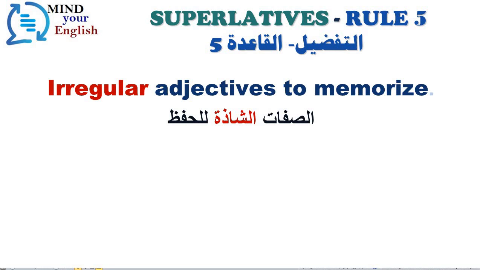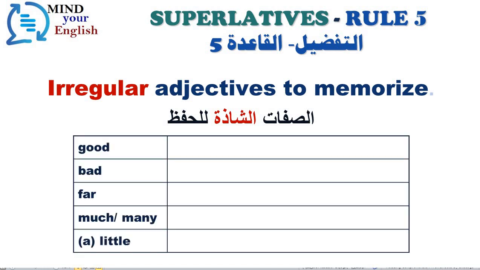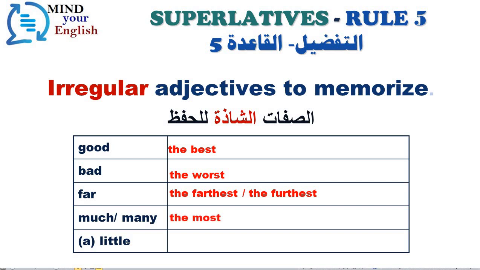Superlatives. Rule 5. Irregular adjectives to memorize. Good, the best. Bad, the worst. Far, the farthest or the furthest. Much and many, the most. A little, the least.